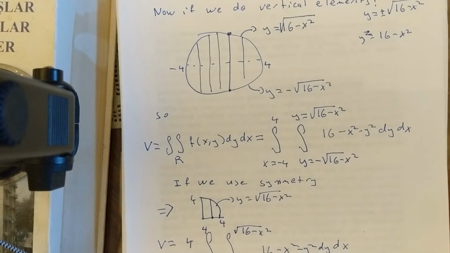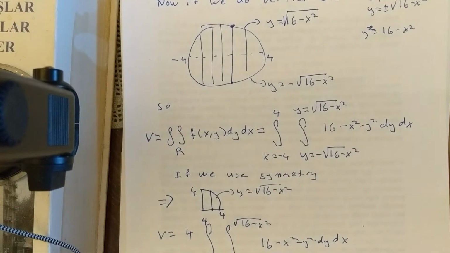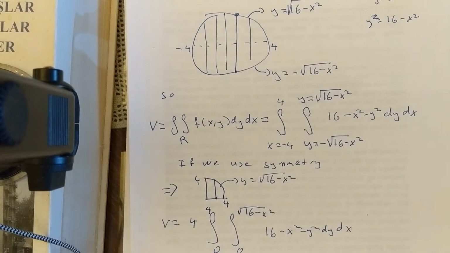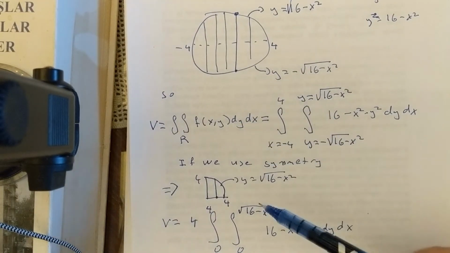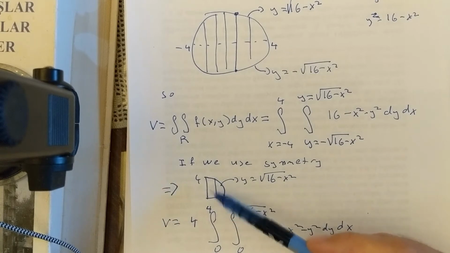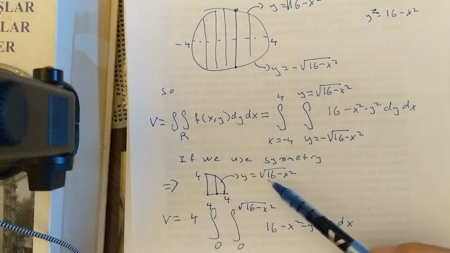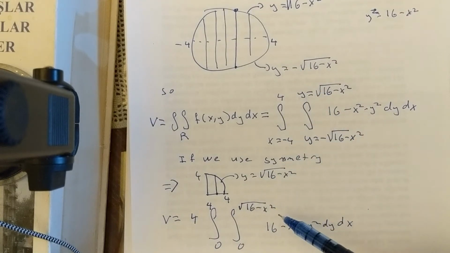Some of you might have realized that we can use symmetry here because this paraboloid is symmetric over the region. What we could have done is, instead of taking the whole circle, we can just take a quarter circle, the top quarter in the first quadrant, okay? Now, that would be just described by the upper circle, which is square root of 16 minus x squared.